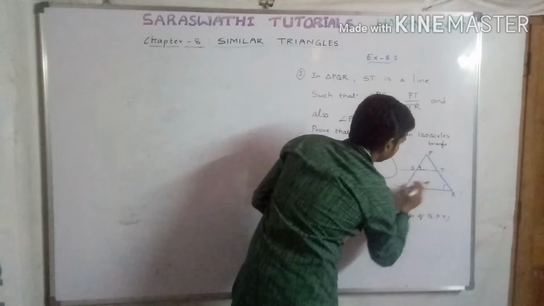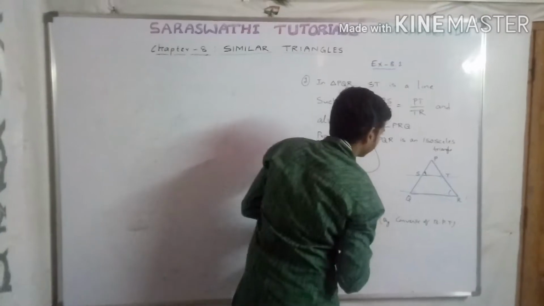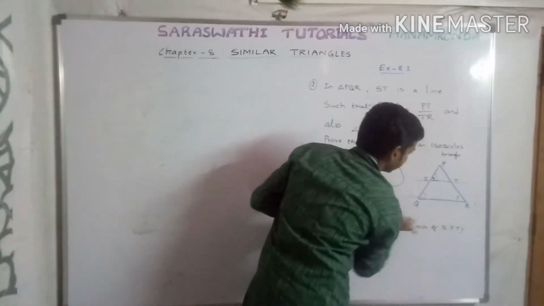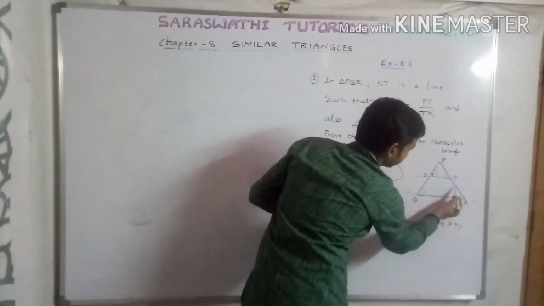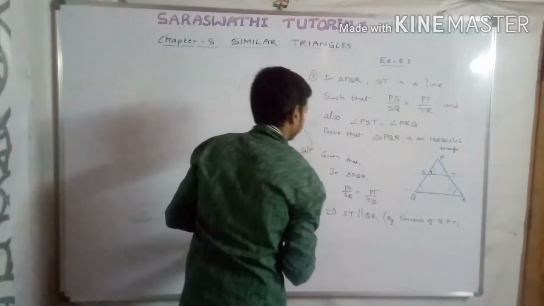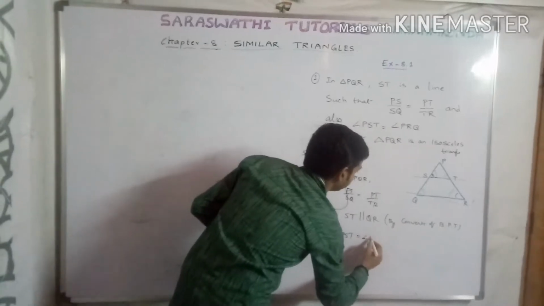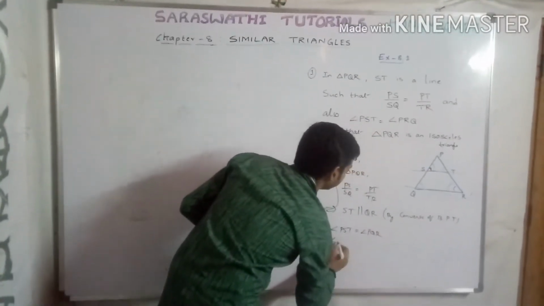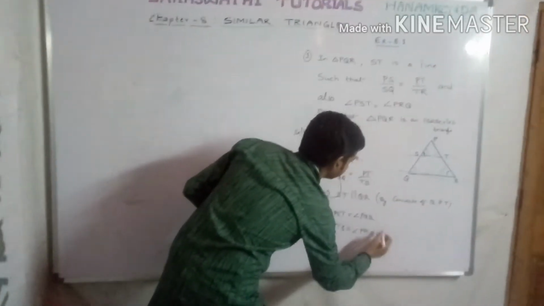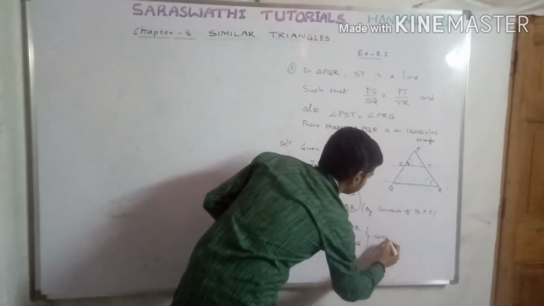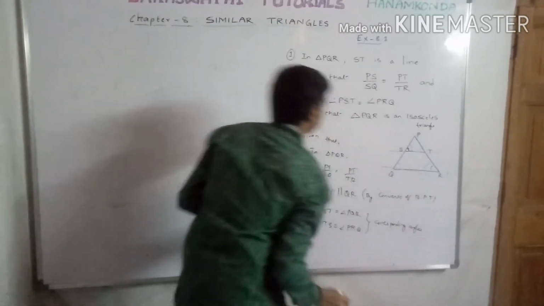Here angle PST equals angle PQR. This angle is equal to this angle. Why? Because these two are corresponding angles. And angle PTS equals angle PRQ. These two angles are also corresponding angles. Therefore, angle PST equals angle PQR, and angle PTS equals angle PRQ, corresponding angles.